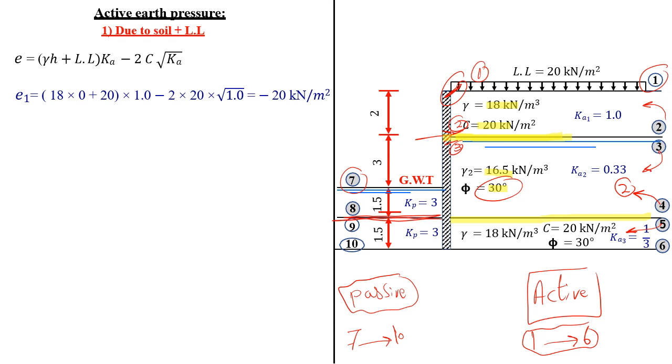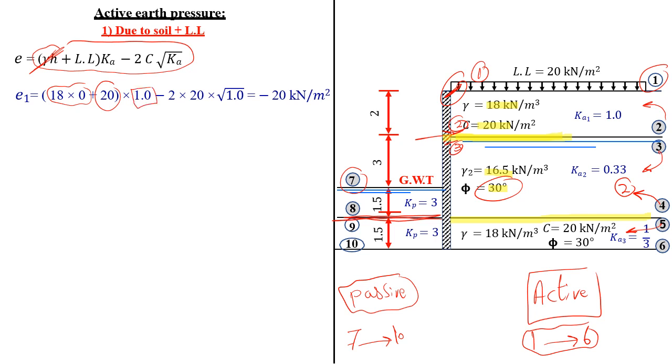That's wrong. At point number 1, you have to stick to this equation. Just substitute in this equation. Yes, since you are at the ground surface, the value of gamma h is equal to 0. It's 18 by 0. You are at the ground surface. But you have a live load value here. You have a live load of 20 kilonewton per meter square.